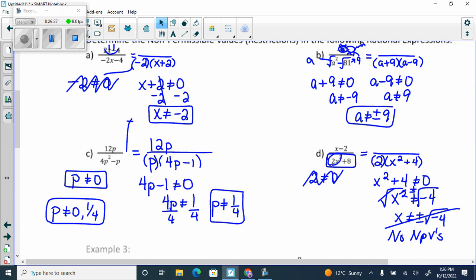So the only way I can make my denominator be 0 is if I could turn this 2x squared into a negative 8. What's the catch when you square any number? If you square a positive number or you square a negative number, what happens to the number?